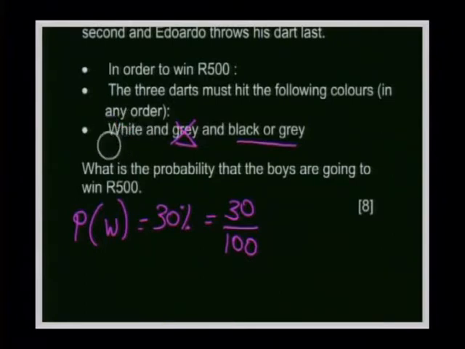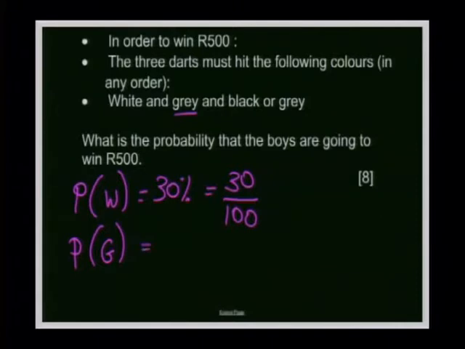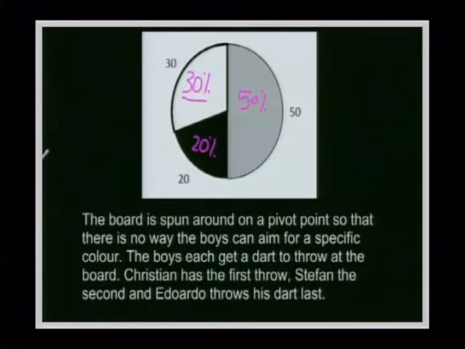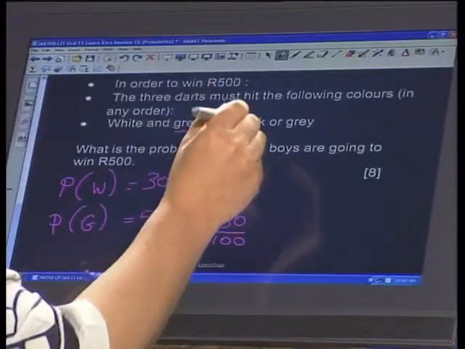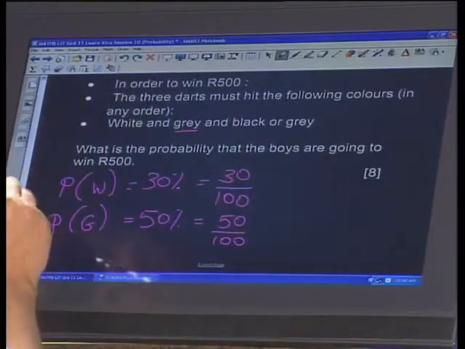The next one that we needed was gray. So we're now dealing with gray. So the probability of it being gray is, go back to my board, gray was 50%, or I'm going to make it 50 out of 100. I can simplify, but you know what, my calculator can work with these big fractions, so I'm going to leave the fractions as is. The last one needs to hit black or gray.